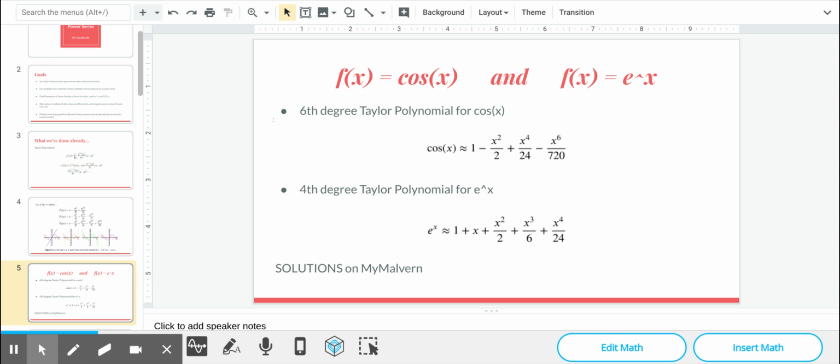So I just wanted to show you this. This is exactly how we did it in class, just with cosine and e to the x. Hopefully you were successful with this. And again, if not, let me know if you have any questions.